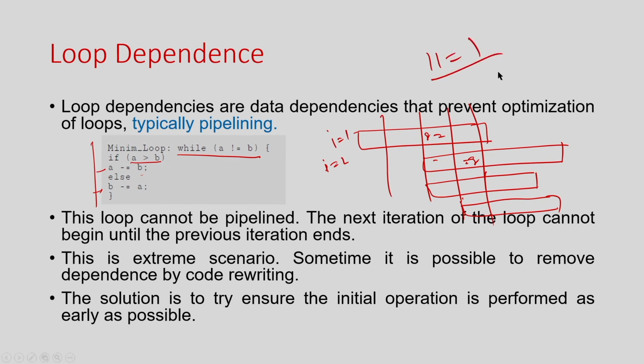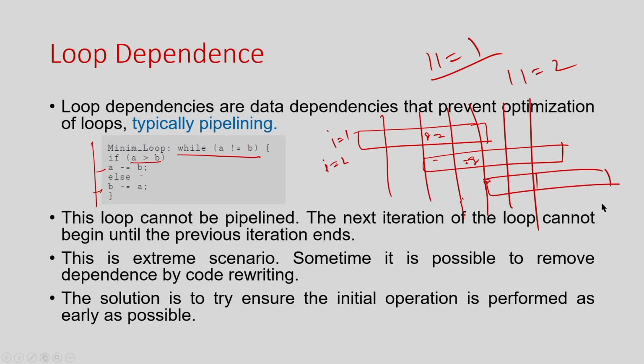So, earlier in the diagram that I drew, the initiation interval was 1. Now the initiation interval becomes 2. That means I cannot start my next iteration immediately in the next clock; rather, I have to start it every second clock. So, I can start the third iteration here and so on.